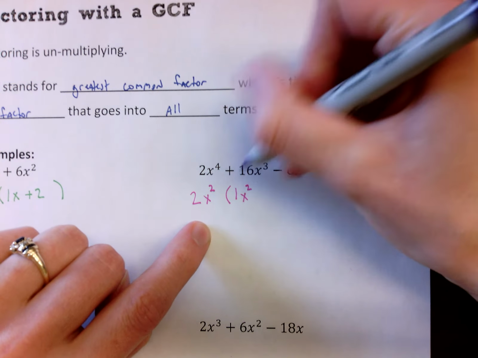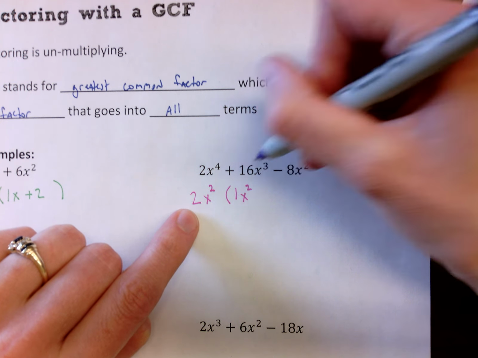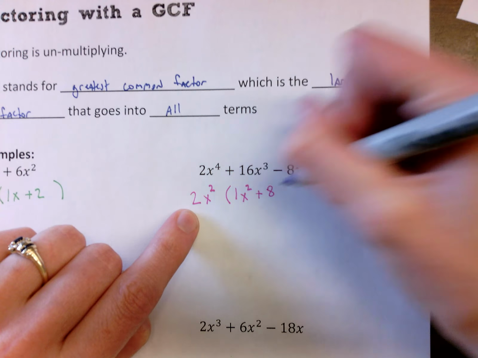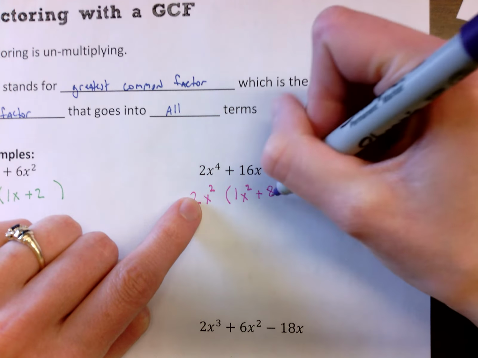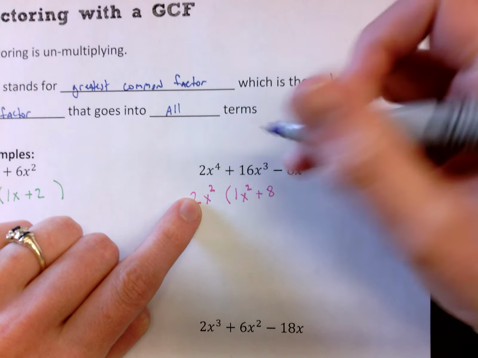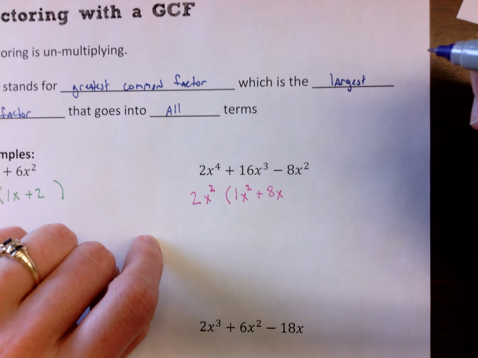Now we're going to do the 16x to the third. So what do I have to multiply 2 by to get 16? Positive 8. So I'm going to write plus 8. And if there's 2 x's here, how many more do I need so I'll have 3 in the end? Well, just 1 more. And that's it. That's our middle term.